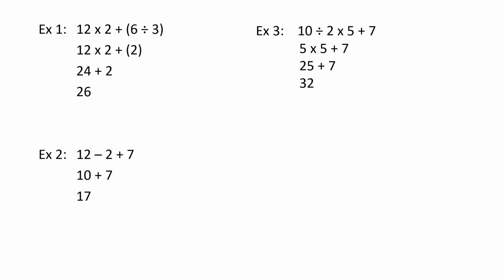And I will tell you that may be the number one mistake made in order of operations, is that most of us, because of how that's written, we want to do the 2 times 5 first. But remember, multiplication and division are done together from left to right.